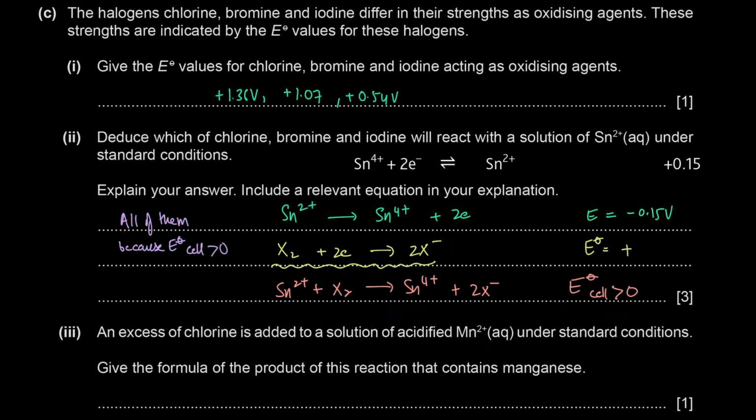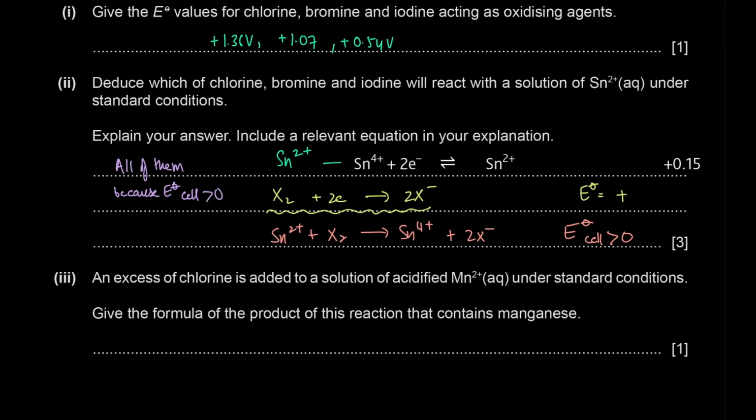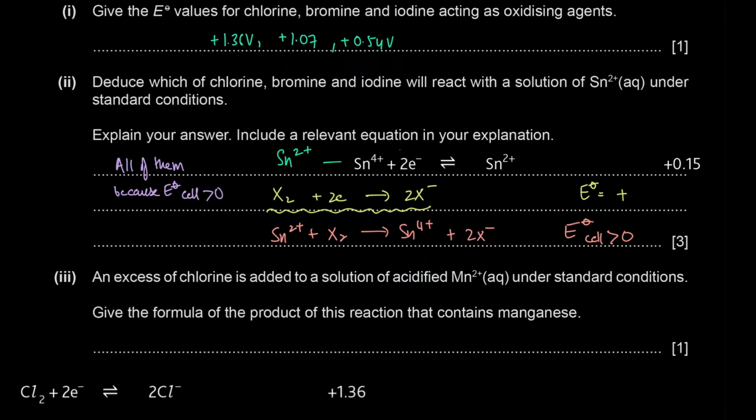An excess of chlorine is added to a solution of acidified manganate ions under standard conditions. Give the formula of the product of this reaction that contains manganese. Now in this particular reaction, we're using chlorine as an oxidizing agent, right? And the standard electrode potential, the E naught for that, is plus 1.36 volts.